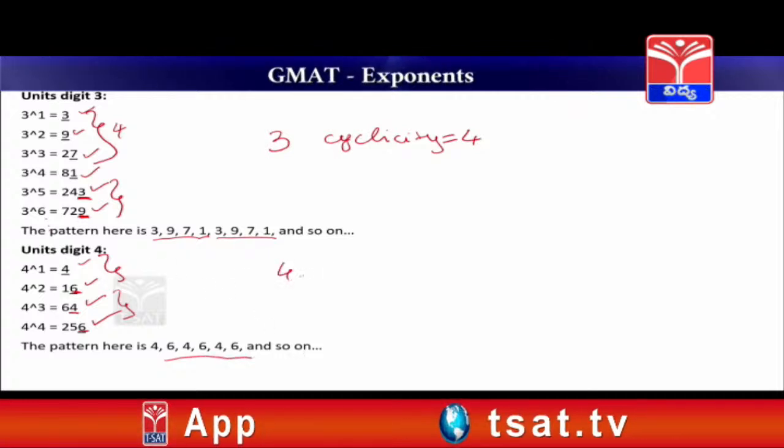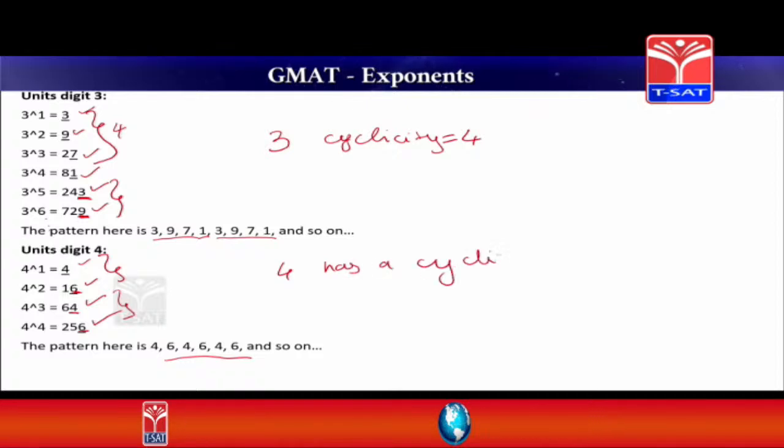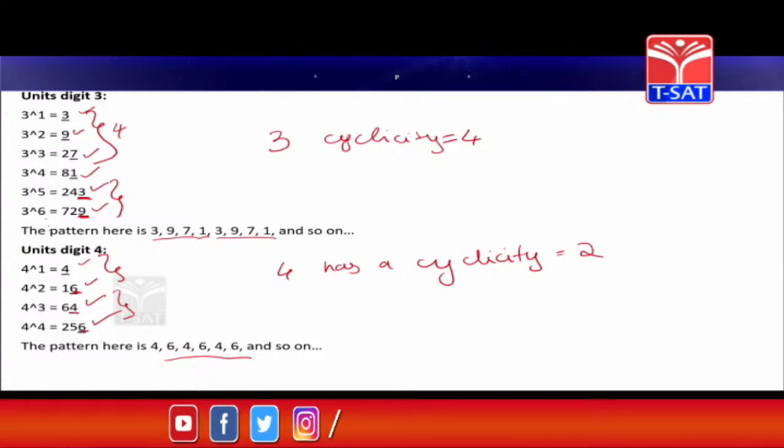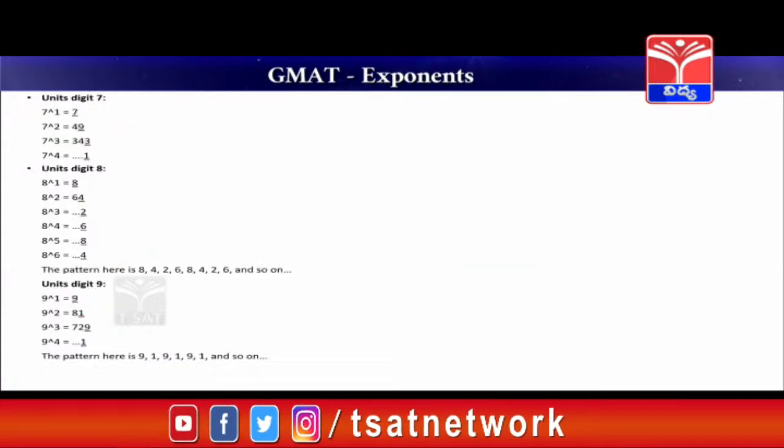So 4 has a cyclicity of 2. It repeats itself after every 2 numbers. Now let's look at 7.